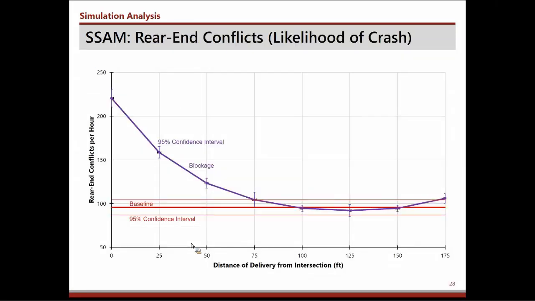So when we plot this out, we compared the number of rear-end conflicts per hour in cases where there was a freight delivery being made to baseline. And again, the red line here is the rear-end conflicts per hour when there was no freight delivery. We ran several realizations, so we had some random variation in the particular numbers of vehicles that were interacting. And we were able to build then a 95% confidence interval around that mean. So right around 100 conflicts per hour at this intersection under the normal operating conditions.